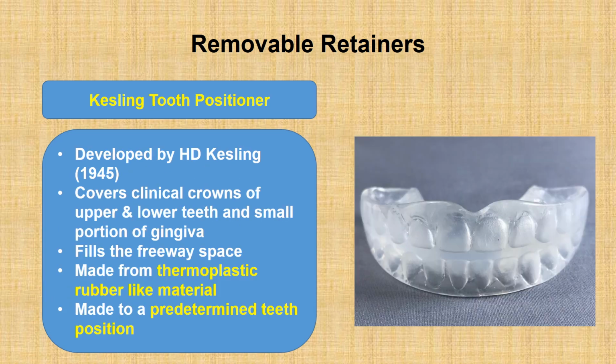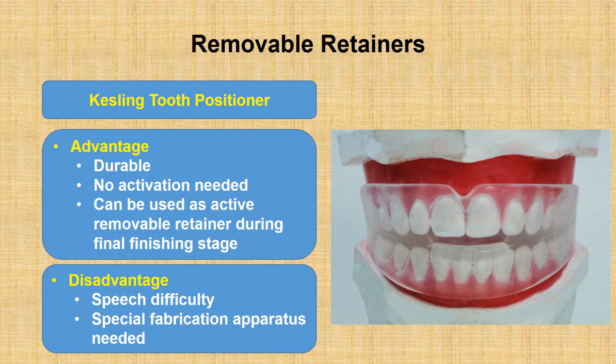Now, a Kesling tooth positioner is a type of removable retainer developed by H.D. Kesling in 1945. It covers the clinical crowns of upper and lower teeth as well as a small portion of the gingiva. Now it fills the freeway space between the teeth and is made from a thermoplastic rubber-like material. Now it is made to a predetermined teeth position.